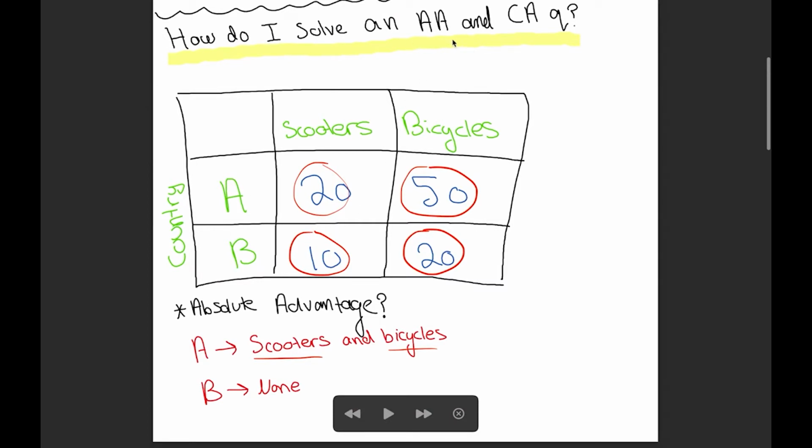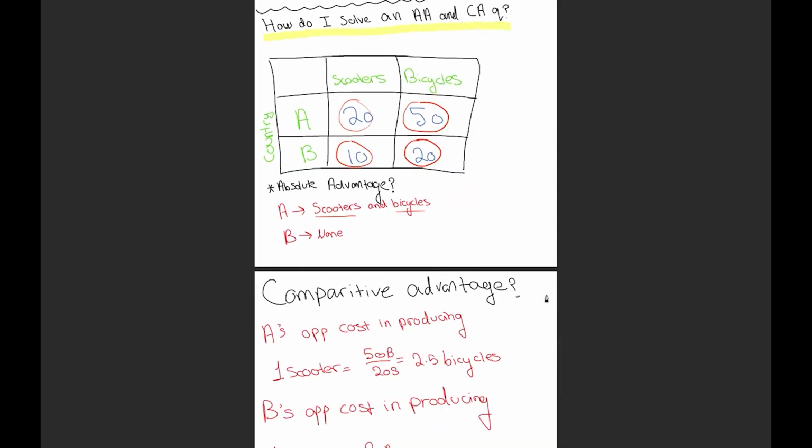Absolute advantage is the advantage in a country that produces more of the product. So for country A and B, who has the absolute advantage in scooters? Country A, because 20 is more than 10. Who has the absolute advantage in bicycles? Country A again, because 50 is more than 20. Now let's move on to comparative advantage. What is the comparative advantage in this table? The comparative advantage is when I'm producing at a lower opportunity cost than another country.